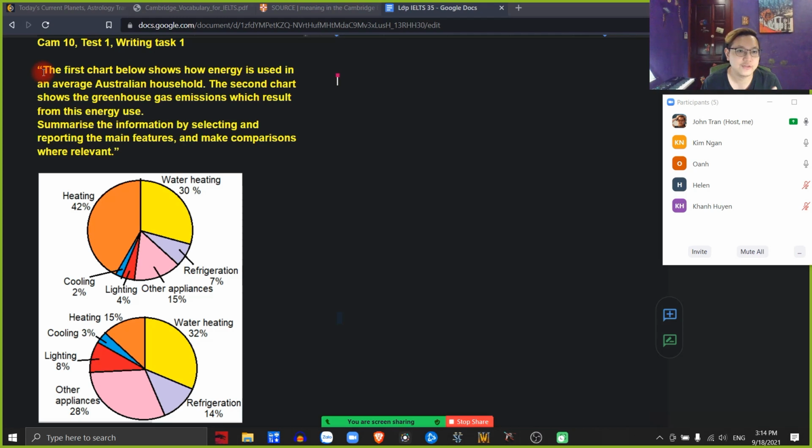Let's read it first. The first chart below shows how energy is used in an average Australian household.